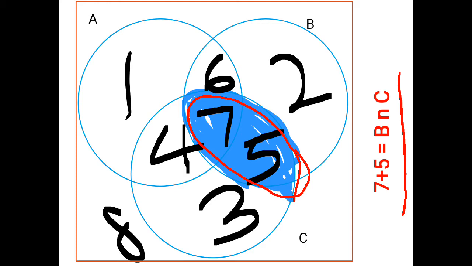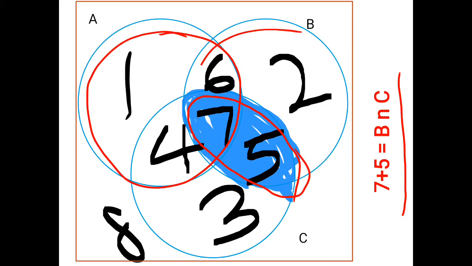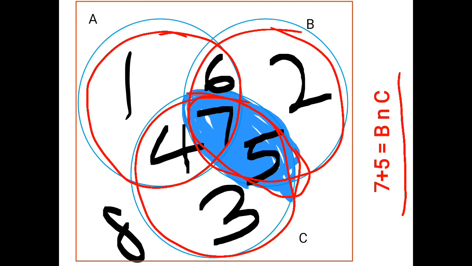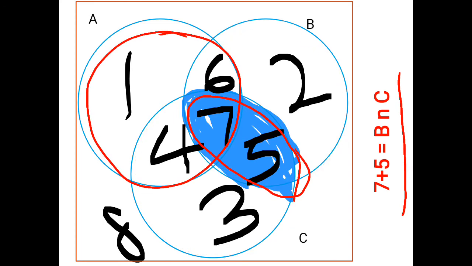The region 7 is found in all 3 circles. The part 7 is found in circle A, is found in circle B, is found in circle C, just like we looked at in the previous slide. So why is it that region 7 is found in A, B, and C as well? But then if we add it to 5, we are saying B intersection C. We are not adding A to it.